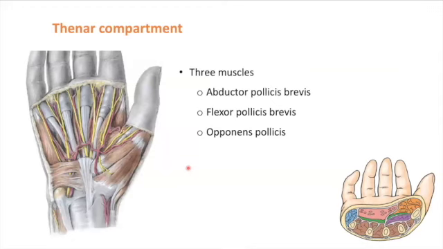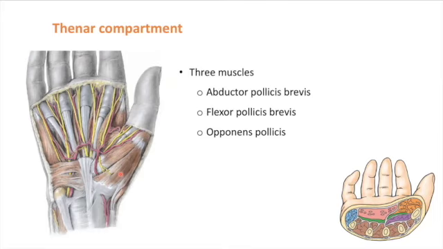So first, let's see thenar compartment. Thenar, in Greek, means palm. So at the palmar aspect of our hand, we have thenar compartment. The thenar compartment consists of 3 muscles. We have abductor pollicis brevis, flexor pollicis brevis, and opponens pollicis.